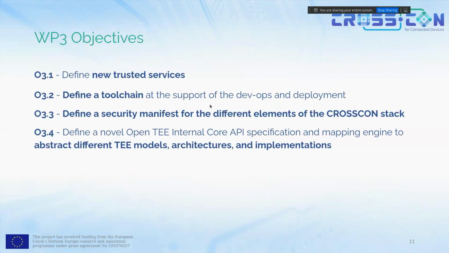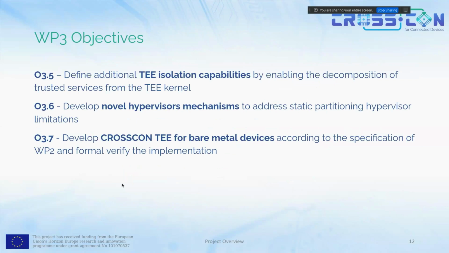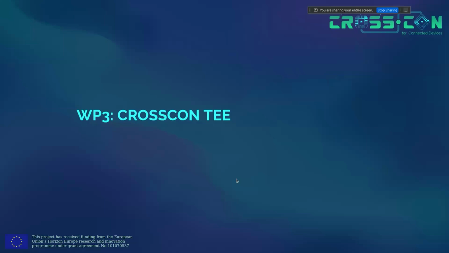The objectives of the work package responsible for developing the CrossCon security stack are to define new trusted services, define a security toolchain, define a security manifest of the different elements of the CrossCon stack, create this type of abstraction across different TE models, architectures, and implementations, create isolation capabilities, develop a novel hypervisor mechanism, and develop a CrossCon TE for bare metal devices.